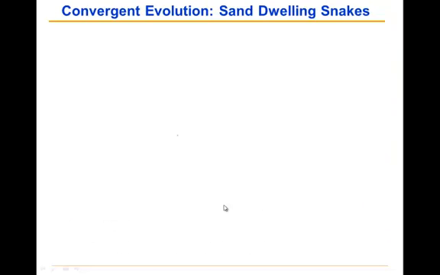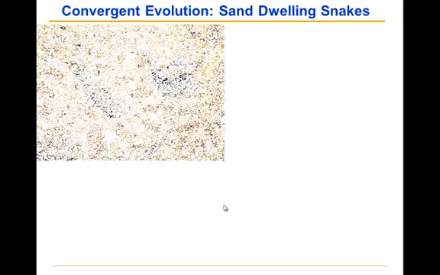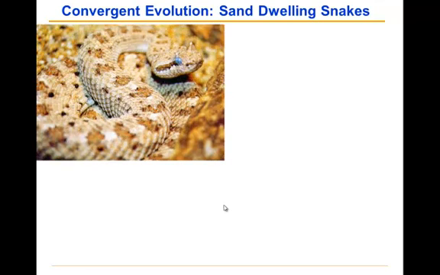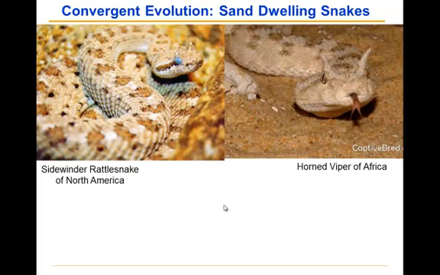A second example would be snakes that dwell on sand, and on the left we see a sidewinder, and on the right we see a horned viper. And they have similar adaptations. They both have horns over their eyes. The horned viper's horns are much longer. They have valves on their nostrils to keep sand from getting in there. They both have sidewinding locomotion. They both tend to bury themselves in sand and lie in wait for prey to come by.